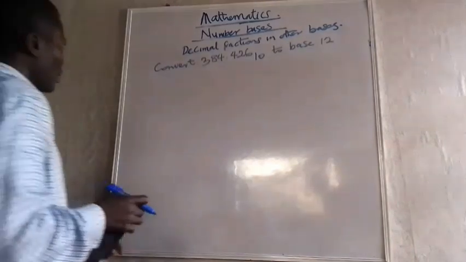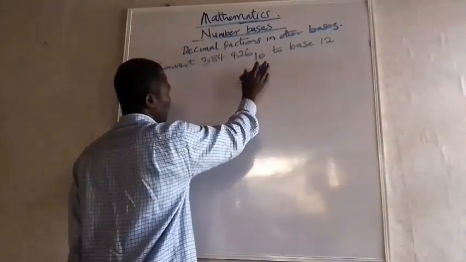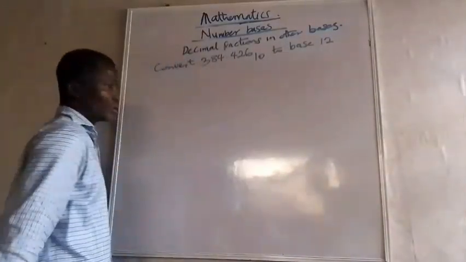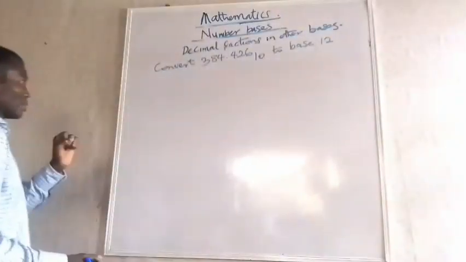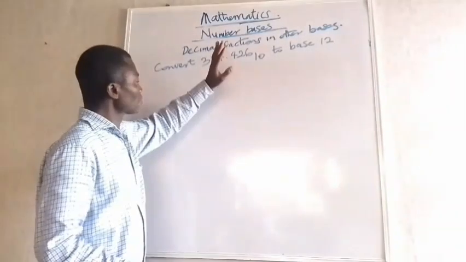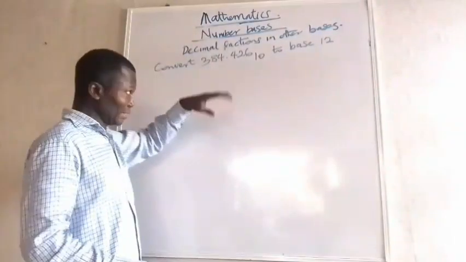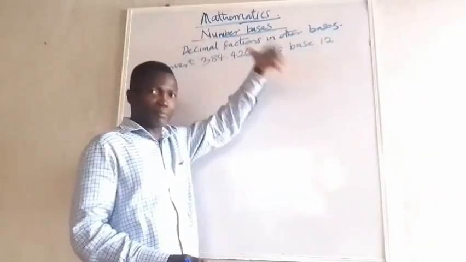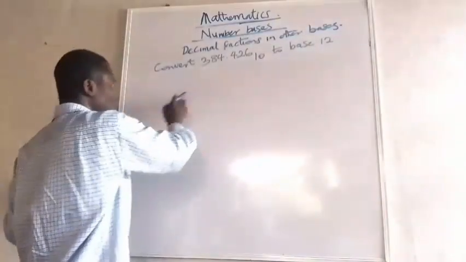Now let's quickly work on this. It says that we convert 384.426 base 10 to base 12. You know, like I told you, you can have it in any number base. The normal way you convert from base 10 to any other number base, that's the one way you will do it for base 12, base 13, base 16, base whatever. And because 10 is the one we are used to, that's why it's like this.